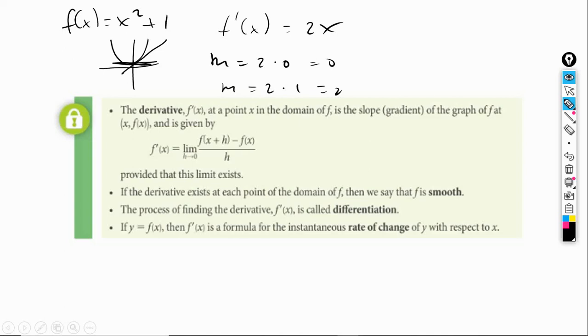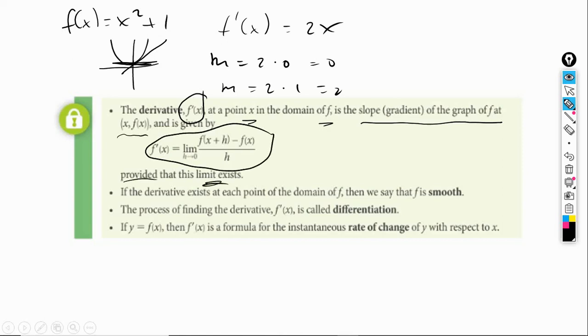So to generalize, we can say that the derivative f apostrophe x at the point x in the domain of f is the slope or gradient of the graph at the point x comma f of x, and is given by, well, this formula that we've been using, provided that the limit exists. If the derivative exists at each point of the domain of f, then we say that f is a smooth function. The process of finding the derivative is called differentiation. And then the derivative is actually a formula for the instantaneous rate of change of y with respect to x.